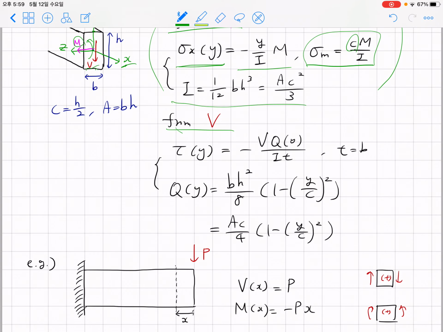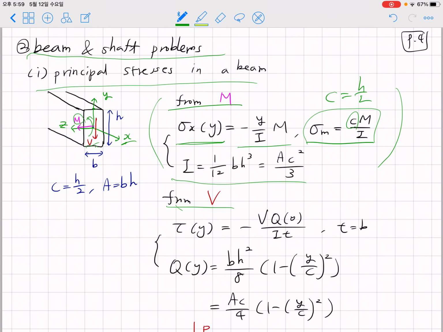Now we also had a chapter regarding the effect of V, and out of V we have shear stress that is parallel to the y direction, or parallel to the plane normal to x. Tau as a function of y, tau_xy, can be obtained as minus V Q(y) over I t, and t is the thickness of the cross section, which is given as b here.